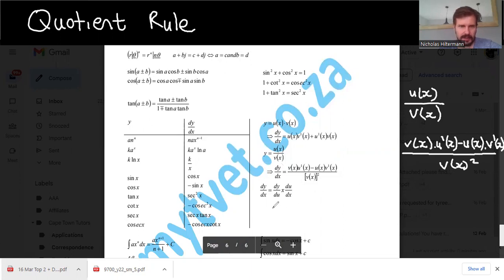The other thing is, I saw cosec x, so we know that the derivative of cosec x is minus cosec x cot x. So we will need that.